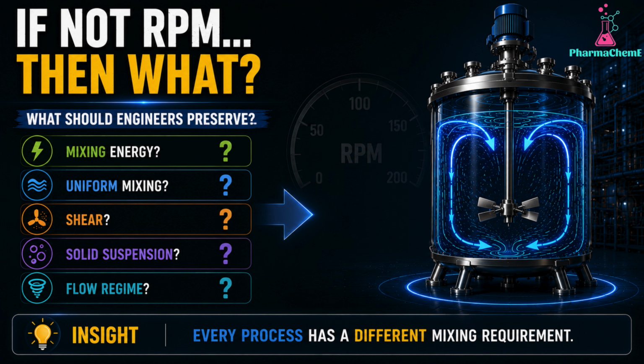If RPM isn't the answer, then what should engineers preserve? Should we preserve the same mixing energy? Should we preserve the same shear? Or should we focus on uniform mixing? What if the process contains solid particles? Or depends on a particular flow pattern? Clearly, simply keeping the same RPM isn't enough. The real question is, what does your process actually need?